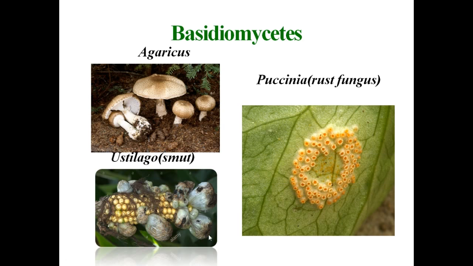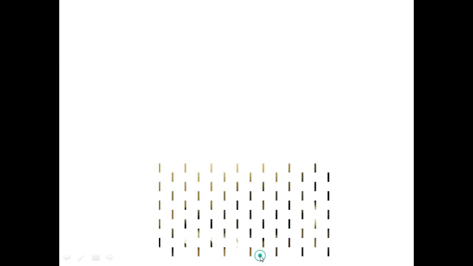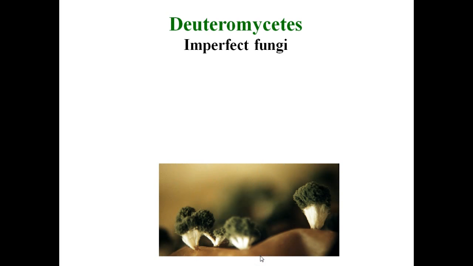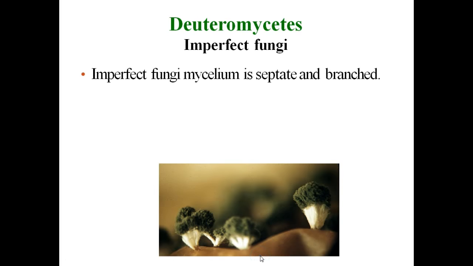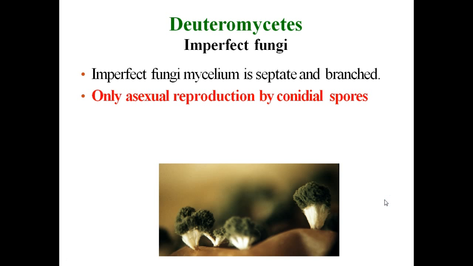And the final one is Deuteromycetes. This is an imperfect fungi. In this imperfect fungi, the mycelium is septate and branched. Why is it called imperfect? Because it has only asexual reproduction by conidial spores. So no sexual reproduction at all.